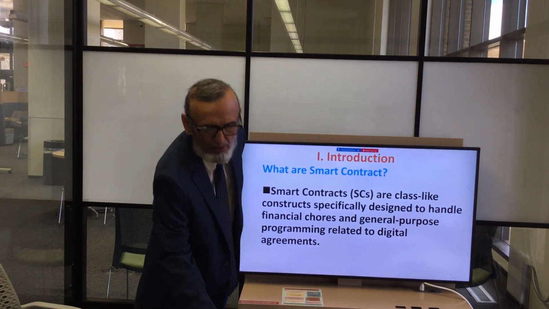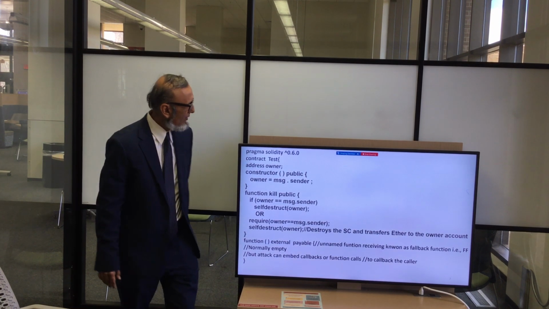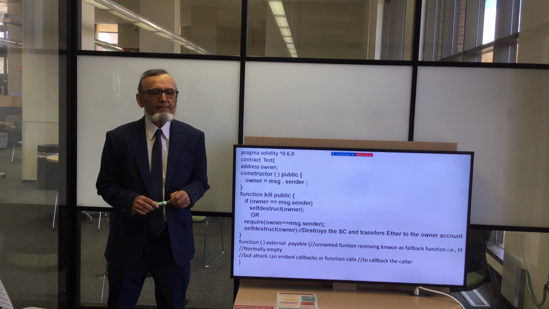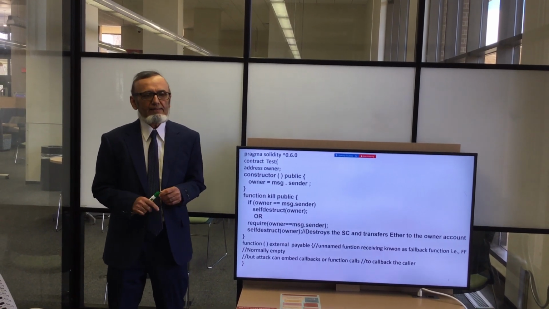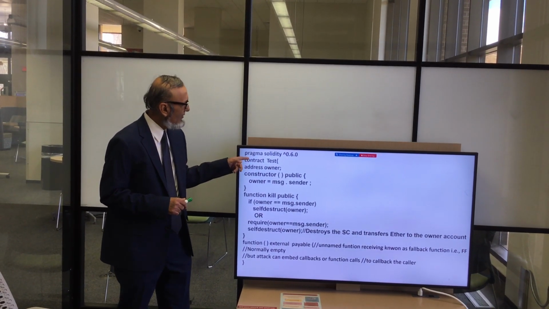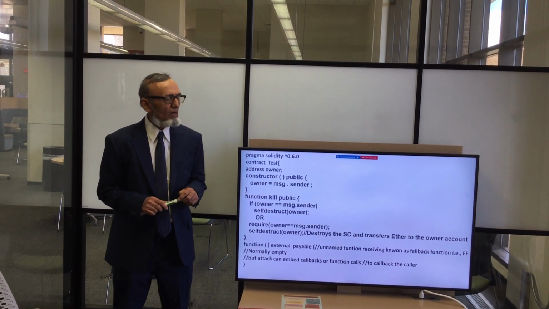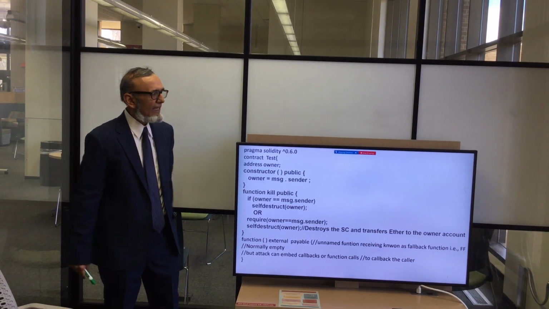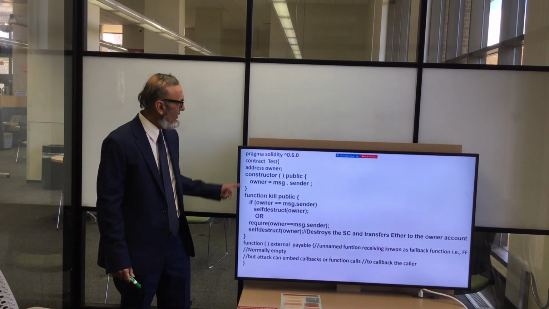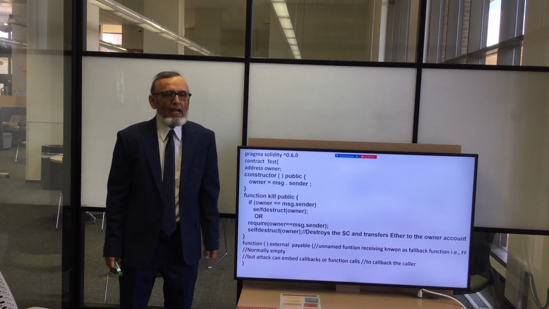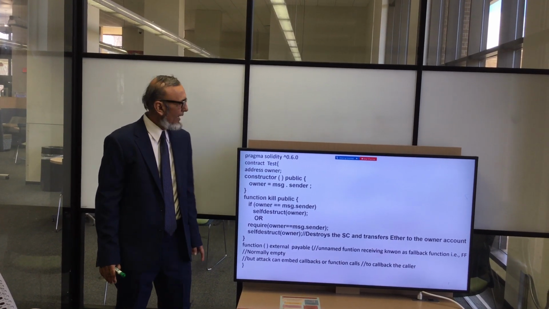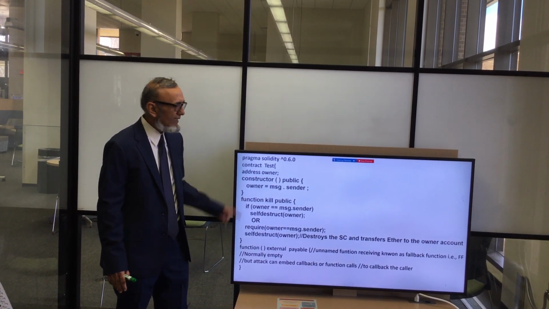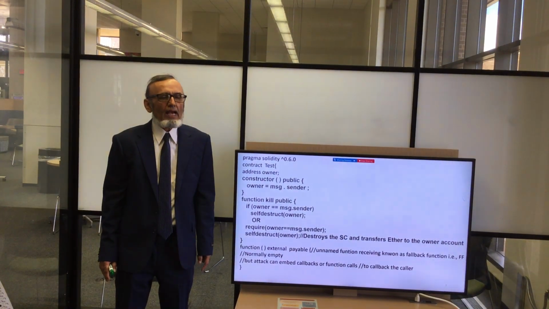Now we will see one example of a smart contract, and its name is test. It is similar to a Java class. Instead of a class, we have a contract over here. In Java, we have instance variables, and instead of instance variables, we have state variables here, and the name is owner. In addition to this, we have a constructor. Constructor is used for initialization.